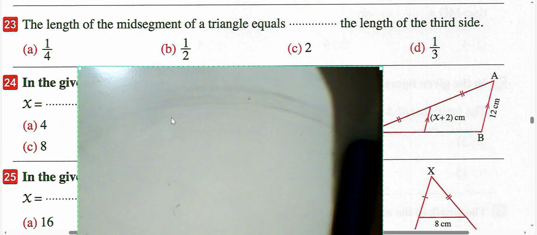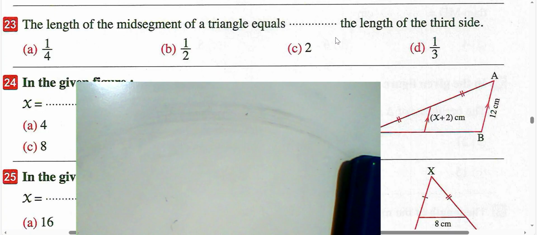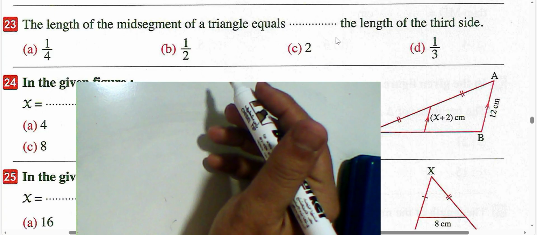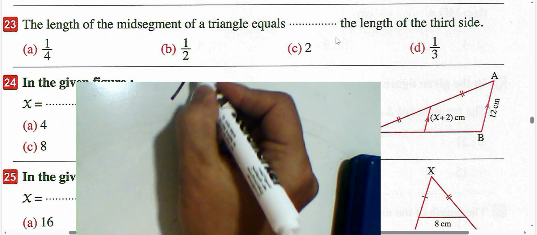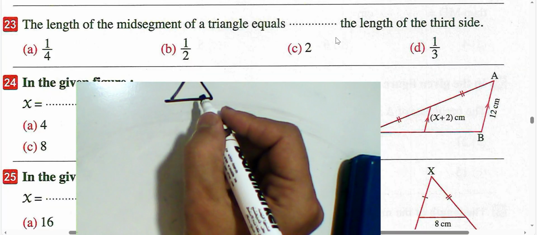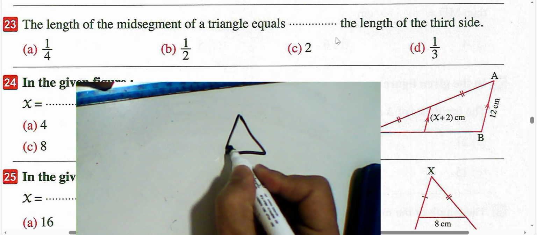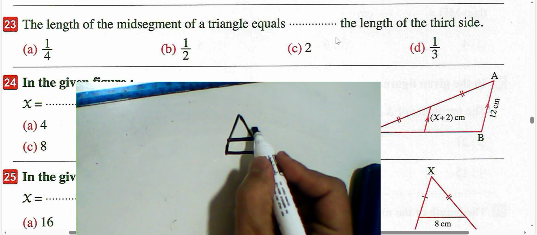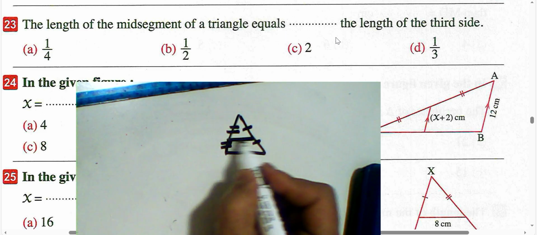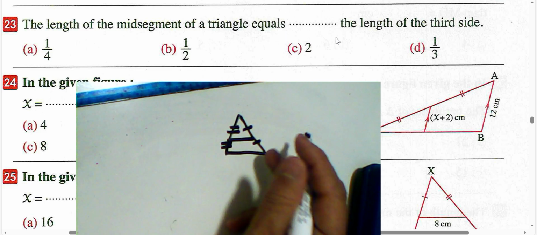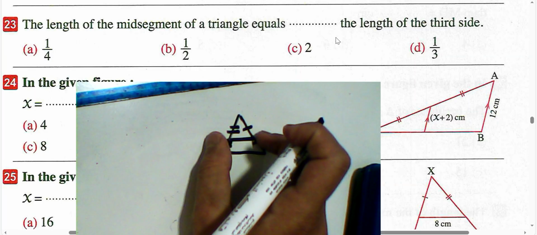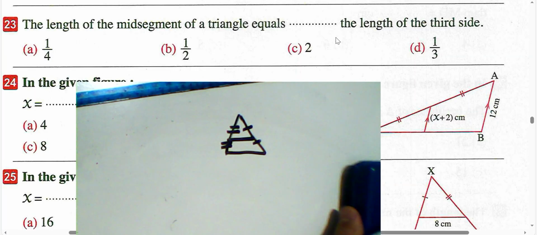The length of the mid segment of a triangle equals what? Equal to half the third side, like this. In the triangle we have a triangle here like this. This line segment is a mid segment because it joins the two midpoints in the triangle. The length of the mid segment is half of the third side. Half, choose letter B.